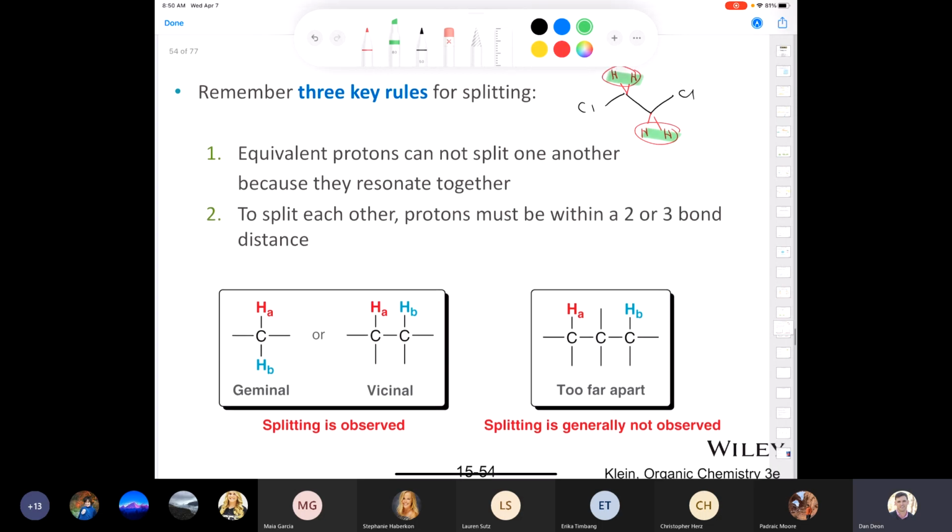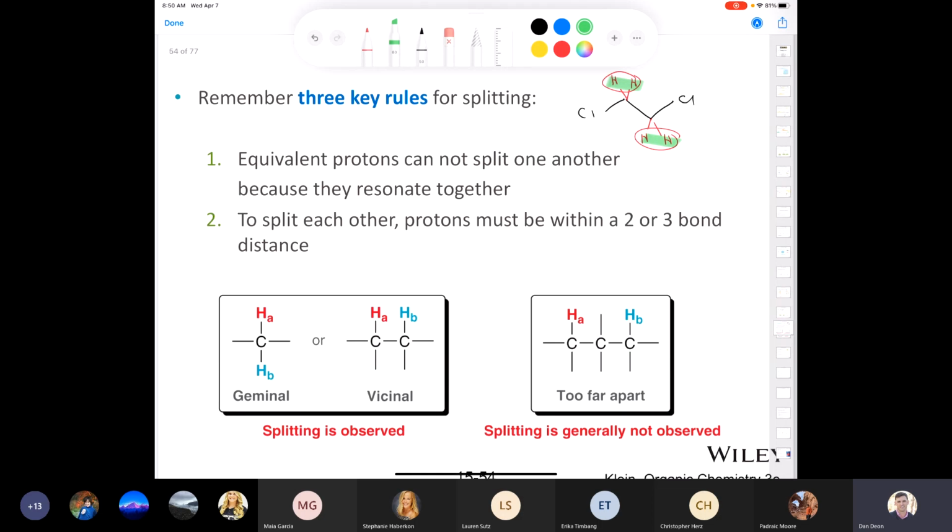Anyhow, another rule is that in order for protons to split each other, in order to have spin-spin splitting, the protons have to be within 2 or 3 bonds from one another. If you have protons that are on the same carbon, we call those geminal protons, right? Gemini, they're twins, they're on the same carbon. If they are non-equivalent, meaning that they are diastereotopic, then we can observe splitting.